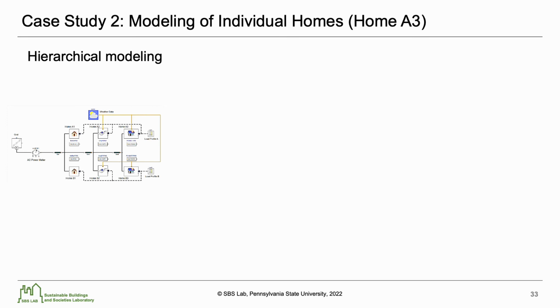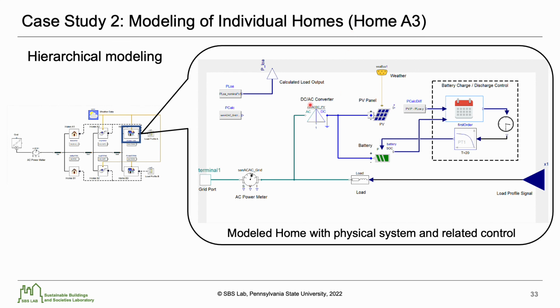In this study, a hierarchical modeling strategy is adopted to handle the model complexity. Take the model for home A3 as example. It contains subcomponent models such as battery, PV system, DC-AC converters, and also the battery charge discharge control. The inputs for the home model are the weather data through the weather bus and the power usage profile, and the major output is the power draw by the home.